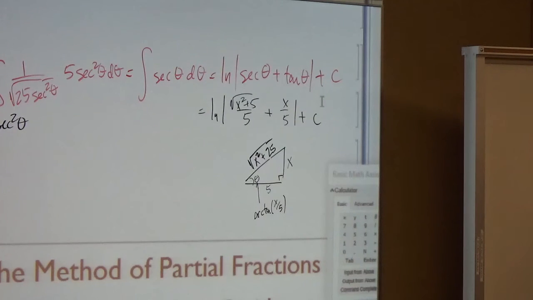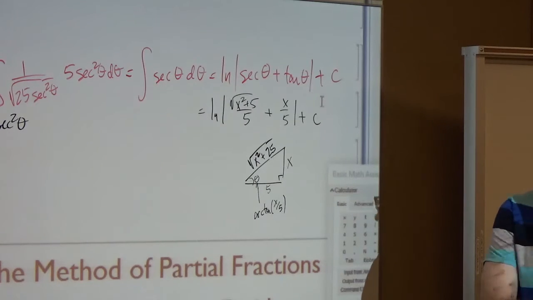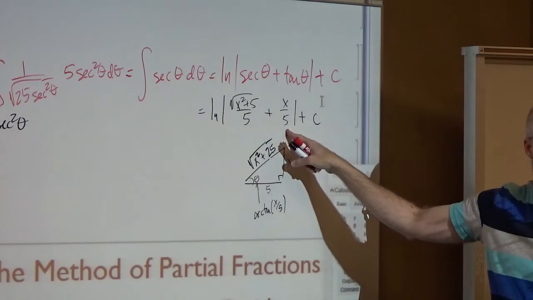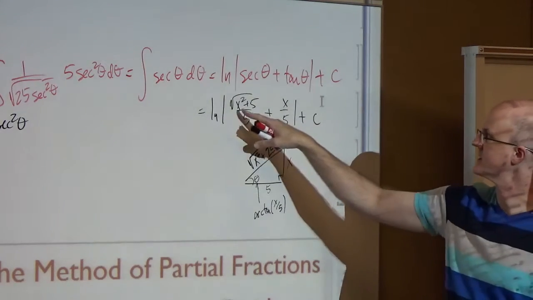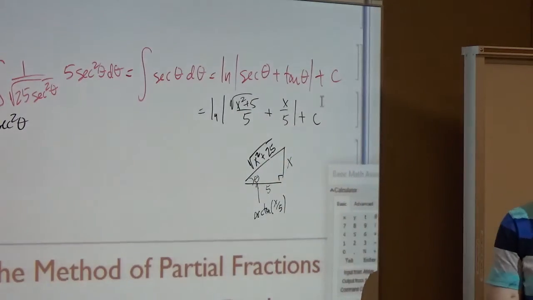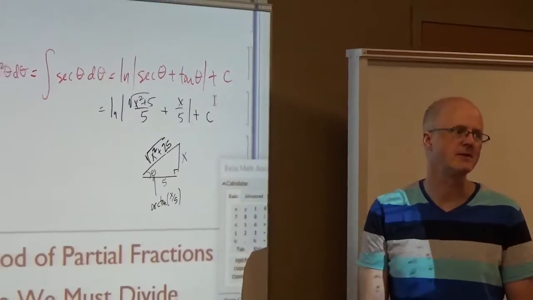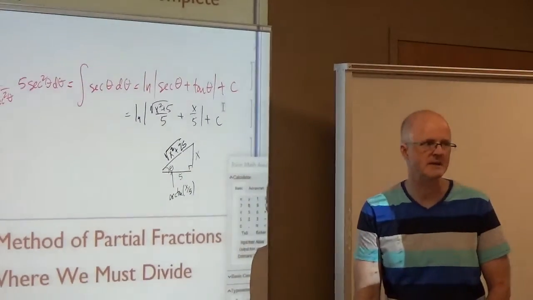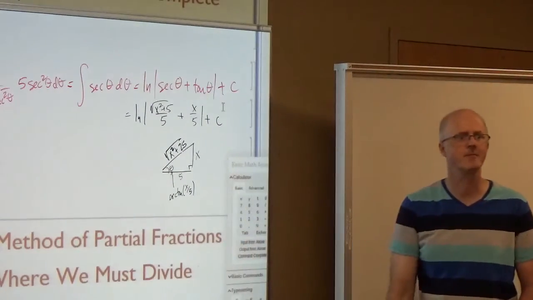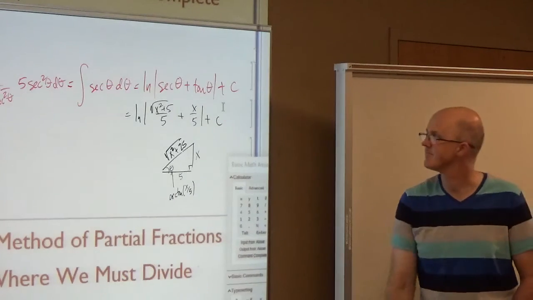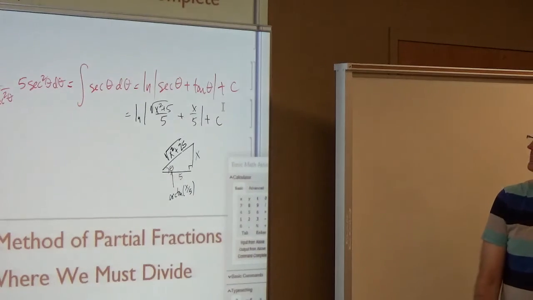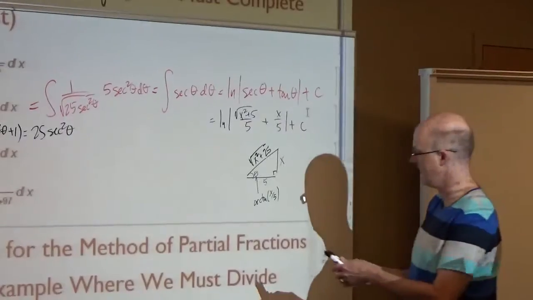Technically speaking, and this happened in the last example, we really don't need the absolute values here because by definition the square root symbol gives you a positive square root. This thing inside the natural log is positive, so we really don't need the absolute value signs, but it doesn't hurt to keep them either. Shouldn't the square root be square root of x squared plus 25? Thank you. X squared plus 25.